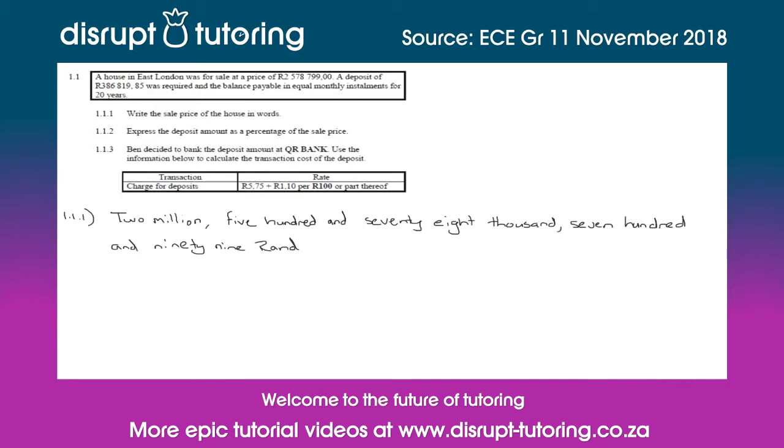So you'll get 2 marks for this. So it's 2 million. So you break it up into each section. So it's 2 million, then 578,000, and then it's your hundred. So 799 rand.